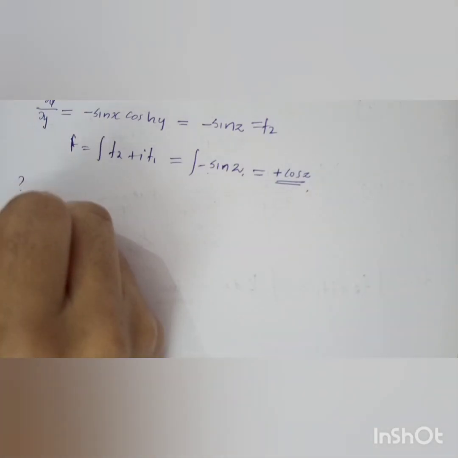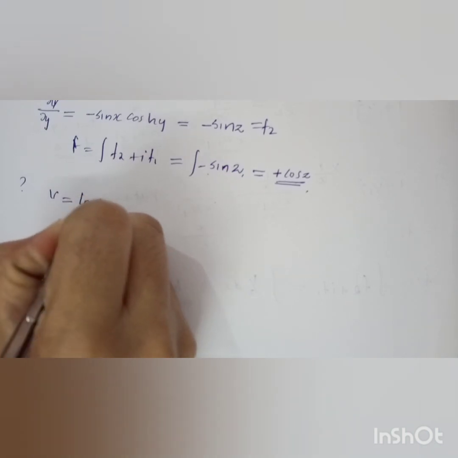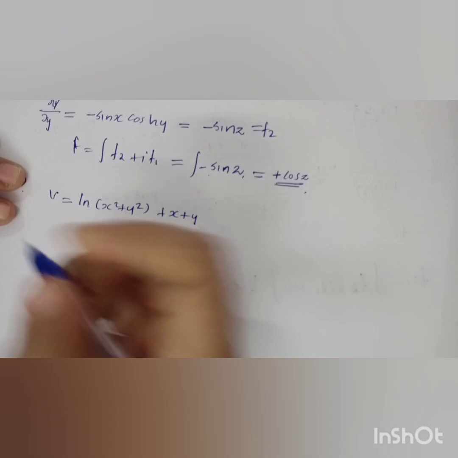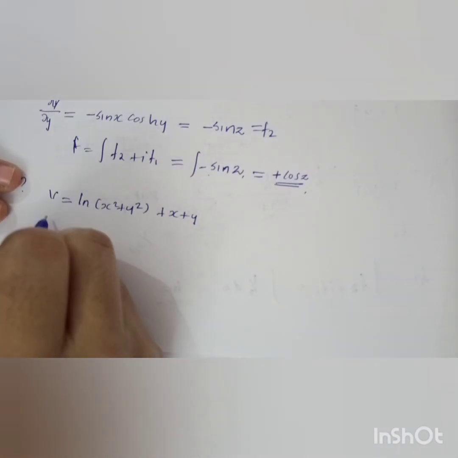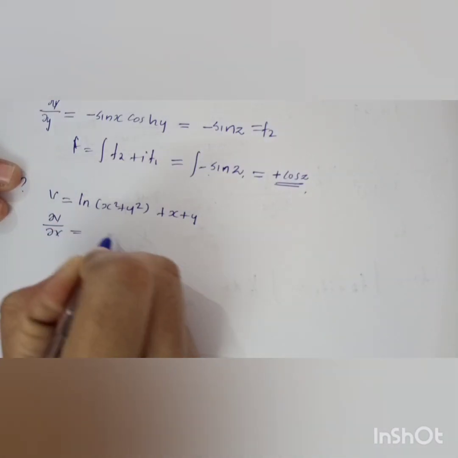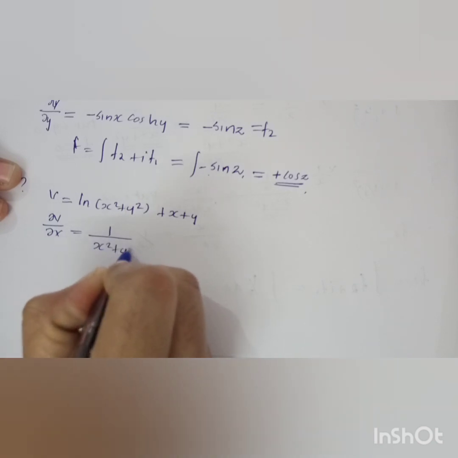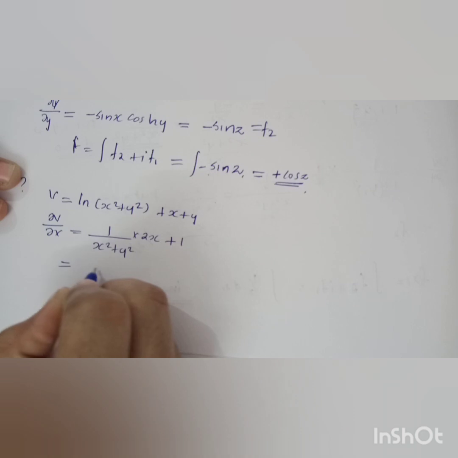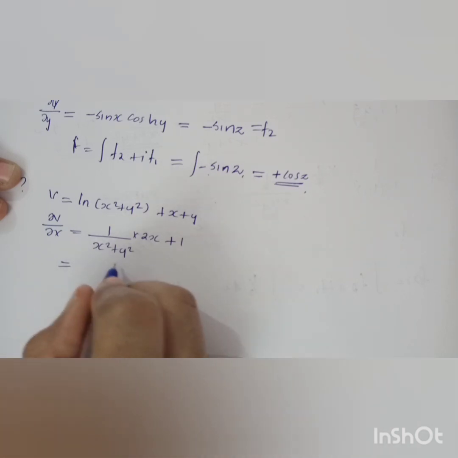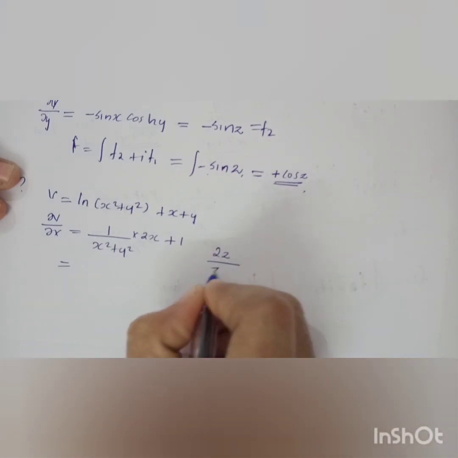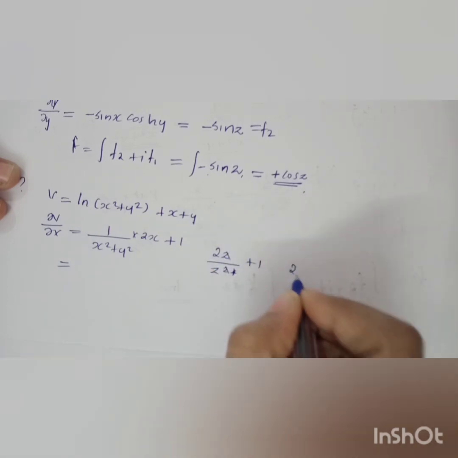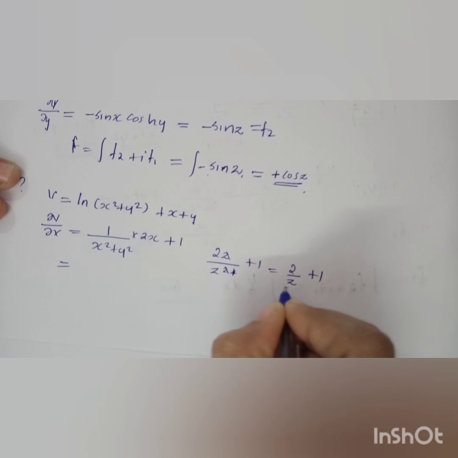Next problem, that is v is equal to log of x square plus y square plus x plus y is given. So we have to find dou v by dou x. So for that, 1 divided by x square plus y square into 2x plus 1. So put x equal to z and y is equal to 0, that is 2z divided by z square plus 1, that is 2 by z plus 1. This is f1.